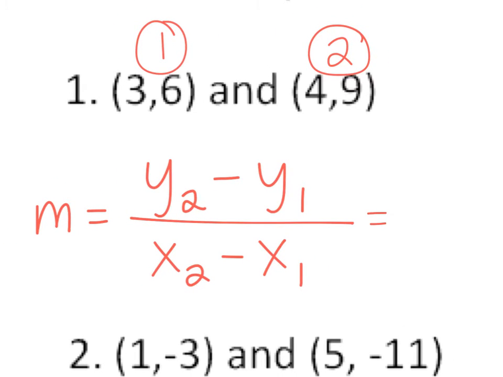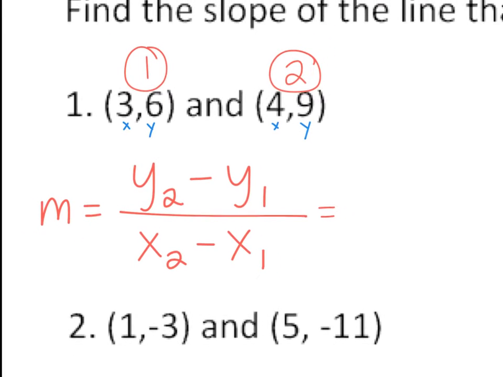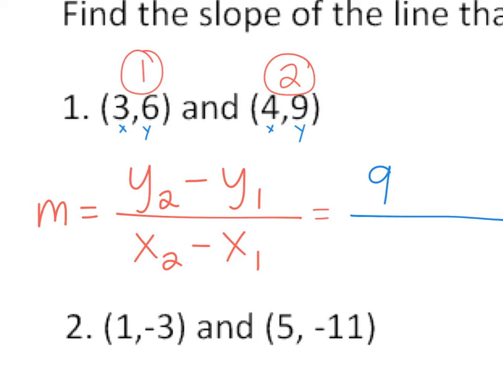Guys, what is the y value from the second point? The y value from the second point, 9. And if it helps you, you can put these little x, y right below it to keep it straight. So the y value from the second point, y2, is 9. So the first number I should put is 9. Then we're going to subtract. Even if you're subtracting a negative, you've got to put this minus sign. Subtract the y value from the first point. What is the y value from the first point? 6. So 9 minus 6.